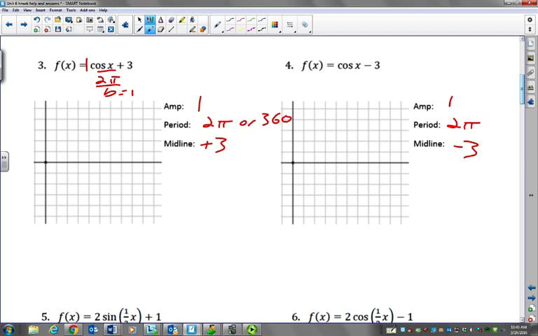Maybe the graphing part's a little bit trickier, but we'll get it. So now cosine: 2, 3, 0, -1, -2, -3, -4. So cosine actually doesn't start off at 0, 0. Cosine starts at 1, right?